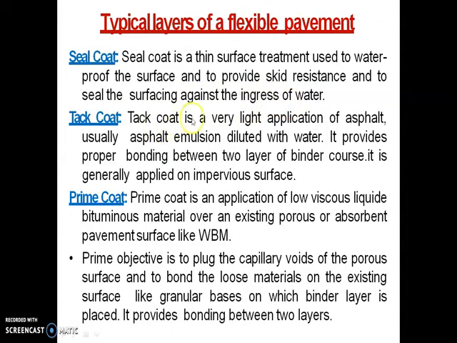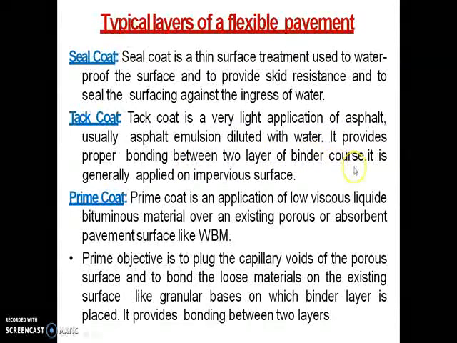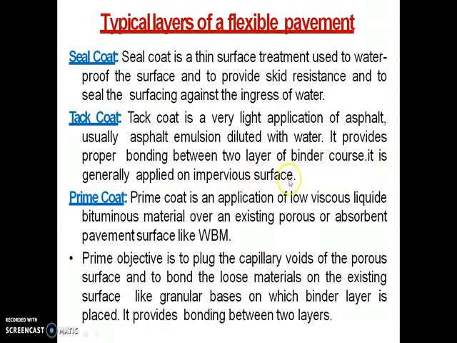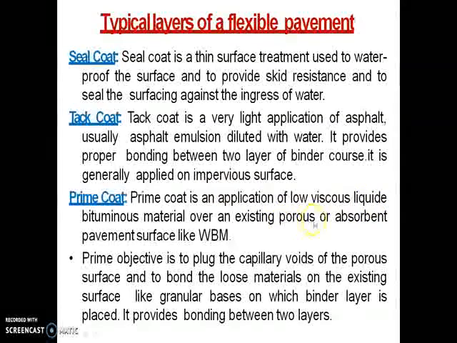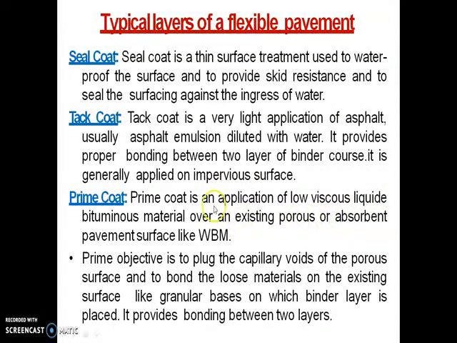Prime coat is an application of low viscous liquid monomerous material over an existing porous or absorbent surface, like a waterbound macadam road. The primary objective is to plug the capillary voids on the porous surface and to bond the loose materials on the existing surface, like the granular base, on which a binder layer is placed. It's bonding the two layers.